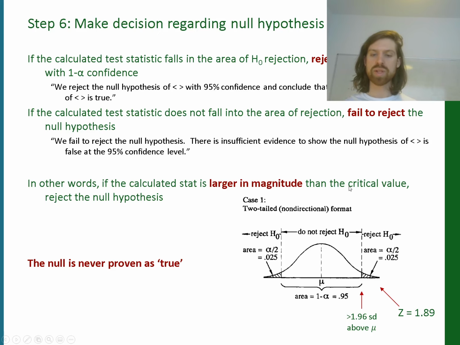So we'll go over this within the actual laboratory session. Hopefully that will help to clear up exactly the steps that we go through in order to make these decisions. So in that case, we would fail to reject the null hypothesis, okay? So there's insufficient evidence to show that the null hypothesis is false at the 95% confidence level, okay? So, yes, if the calculated statistic that we obtain is larger in magnitude than the critical value, then we would reject the null hypothesis. The null hypothesis is never proven as true.